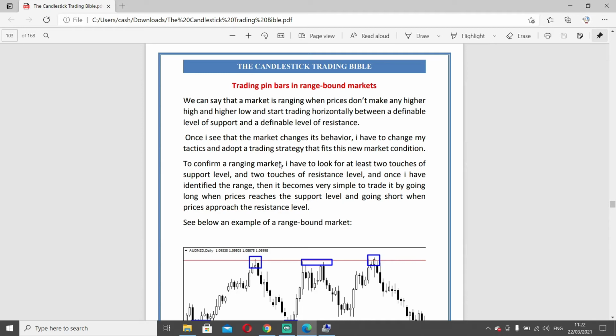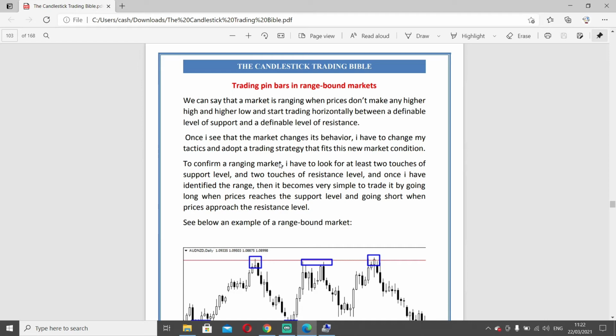To confirm a ranging market, I have to look for at least 2 touches of support level and 2 touches of resistance. Very important, don't forget that: 2 touches of support level, 2 touches of resistance at the least, and you know it's in a range, and you can clearly see that it's bouncing across those support and resistance levels and it's not breaking out. Maybe it'll have a little bit of a fake out, but ultimately it ends up going back into the range.